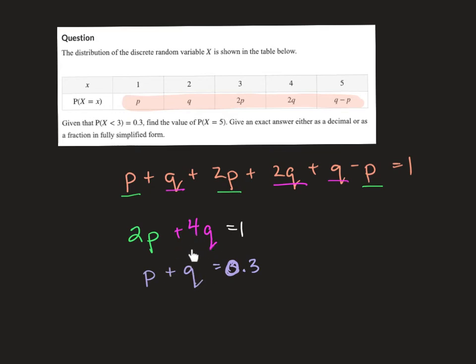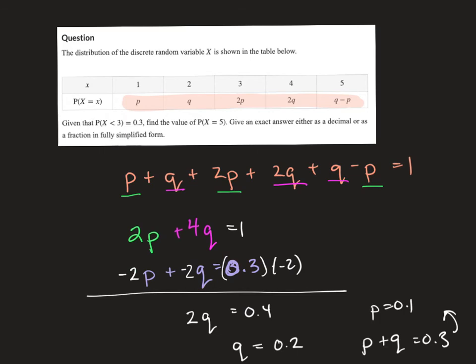Go ahead and solve whichever way you prefer. You could solve for P and then replace it, or you could multiply something. Feel free to pause and make sense out of this. I just multiplied here by -2, added the equations together, got Q as 2/10, and then plugged that back into this original purple equation and got P as 1/10. Then you can actually get the probabilities up here. And then you can answer the final question, which is find the value of P, the probability that our variable is equal to 5, which is just 1/10.